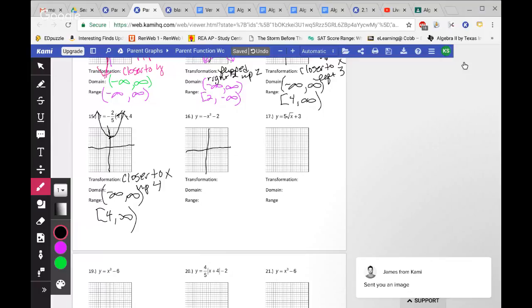Need to draw in these graphs. I'm sorry. So I just need to draw in these graphs. Okay.